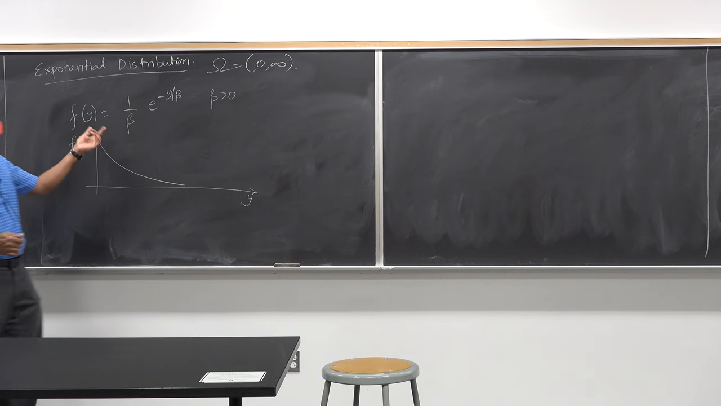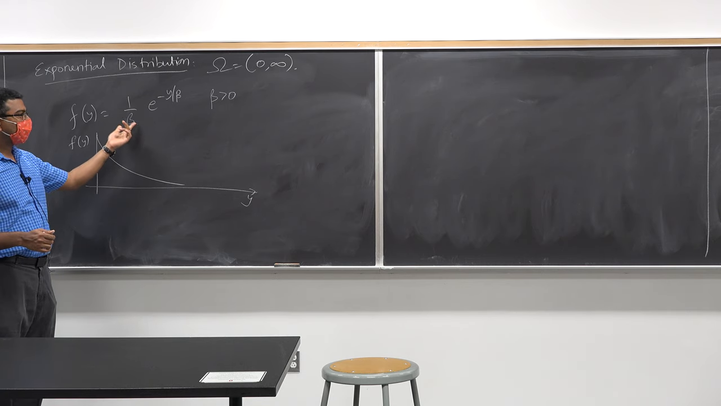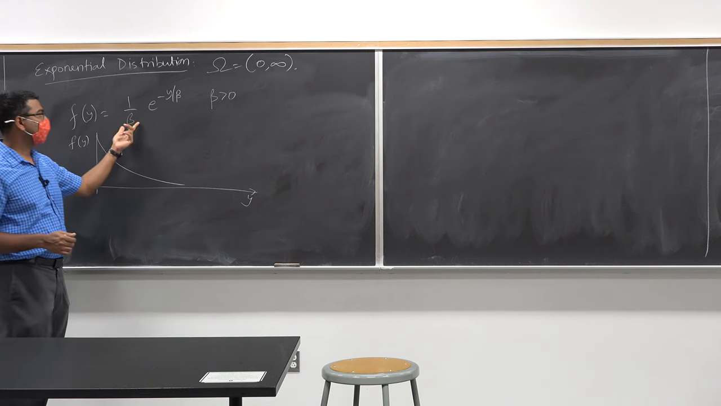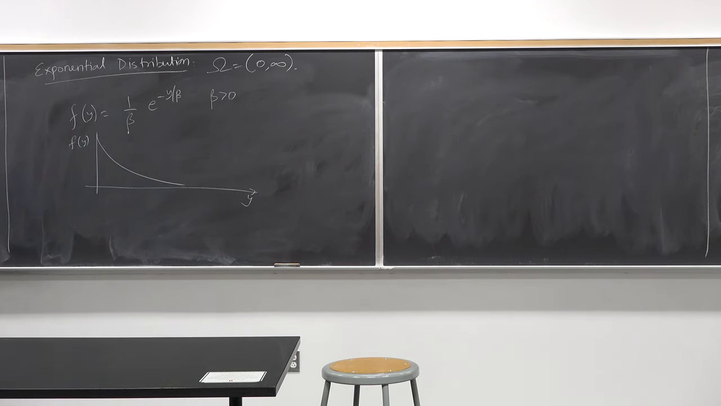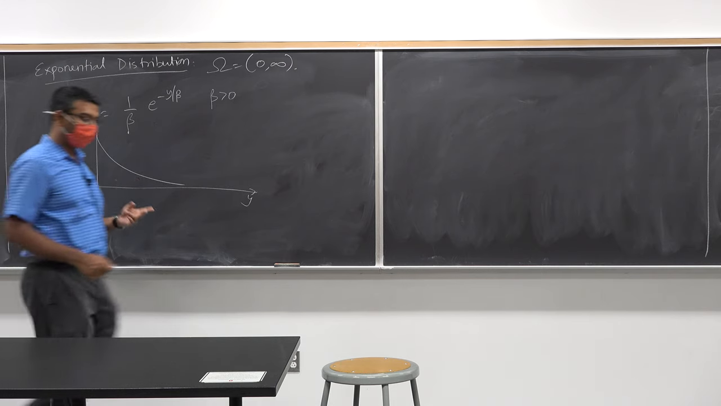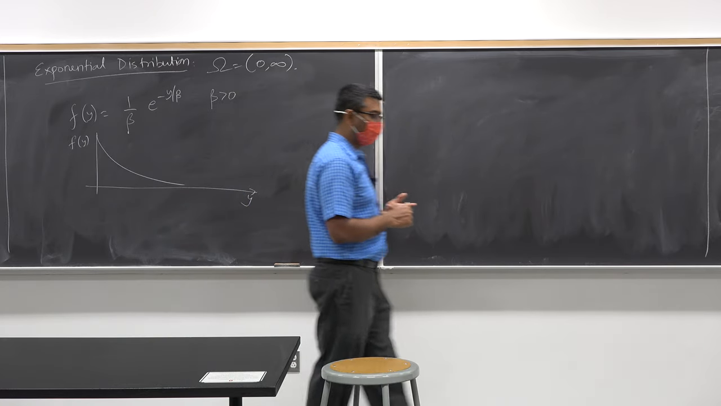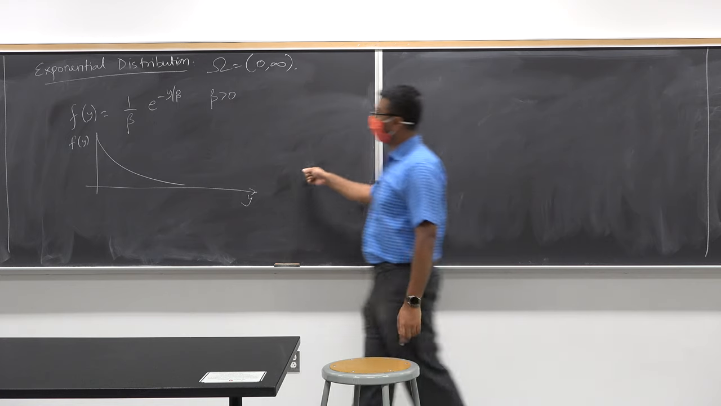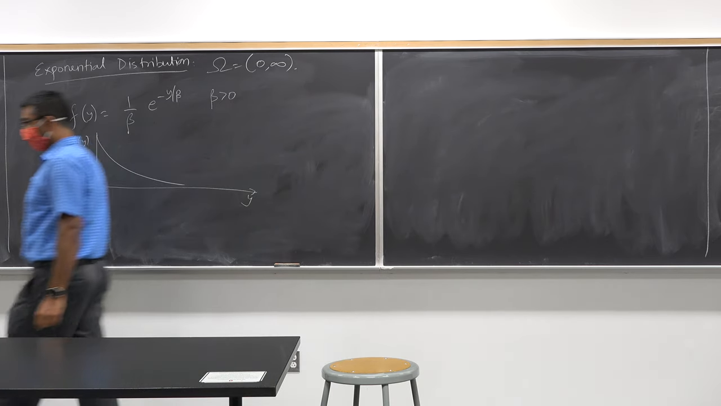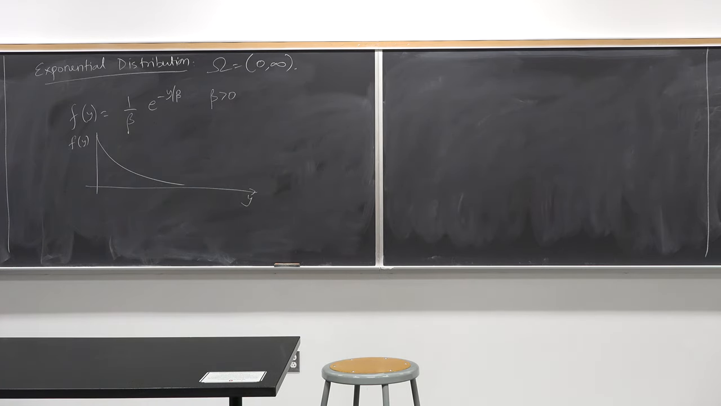Another thing to keep in mind, exponential distribution is parameterized by a single scalar parameter, beta, where beta is a positive number. So remember the normal distribution or the Gaussian distribution, that is parameterized by two quantities, mu, which is the mean, and sigma square, which is the variance. So in exponential case, beta is the only parameter that specifies the entire distribution.